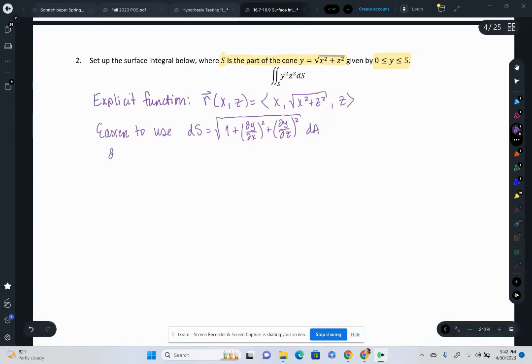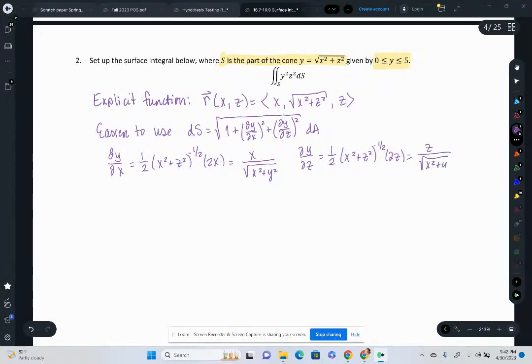Okay, so del y del x is equal to, and we have a square root, so we've got a power rule, 1/2 times x squared plus z squared to the negative 1/2 times 2x, which simplifies to x over the square root of x squared plus z squared. Del y del z is very similar. We'll get 1/2 times x squared plus z squared to the negative 1/2 times 2z, and that simplifies to be z over the square root of x squared plus z squared. I don't know why I keep writing y squared. It should be z squared, guys. Okay.